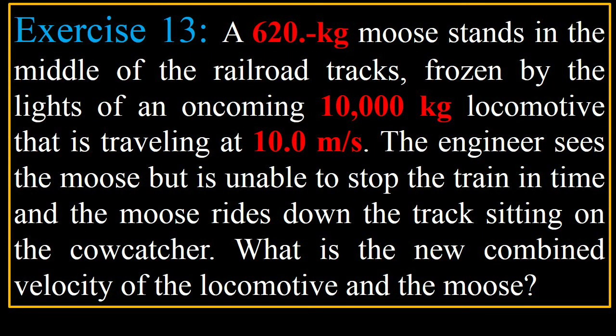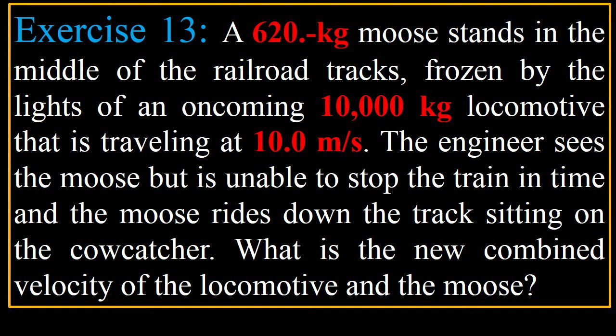A 620-kilogram moose stands in the middle of the railroad tracks, frozen by the lights of the oncoming 10,000-kilogram locomotive that is traveling 10 meters per second. The engineer sees the moose but is unable to stop the train in time, and the moose rides down the track sitting on the cowcatcher. What is the new combined velocity of the locomotive and the moose?